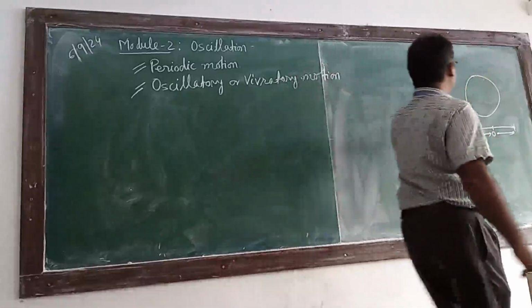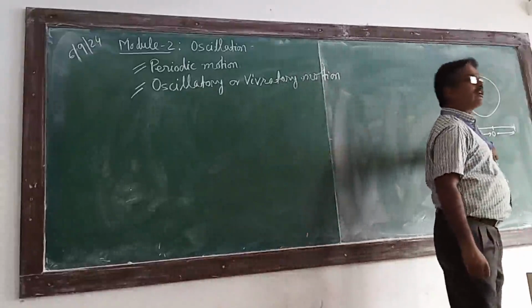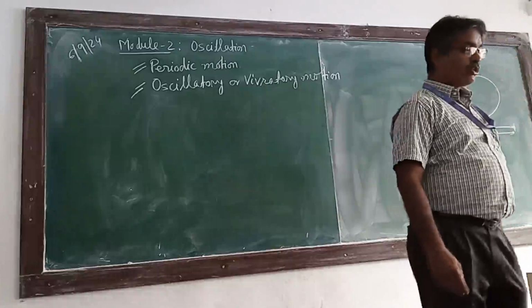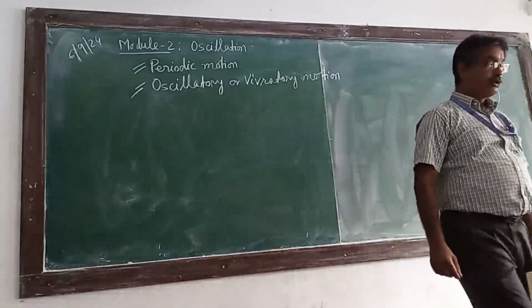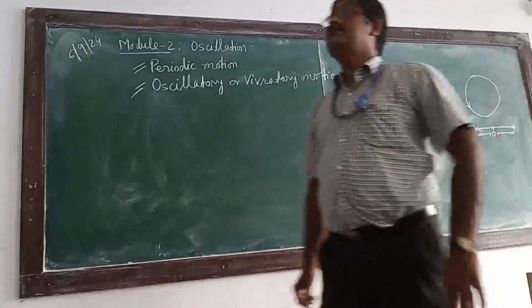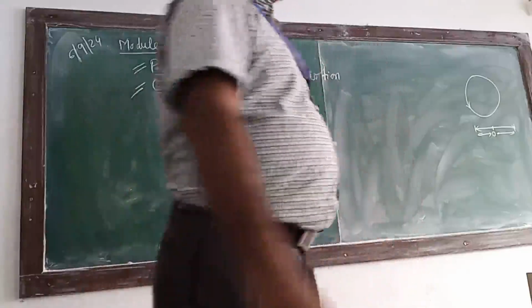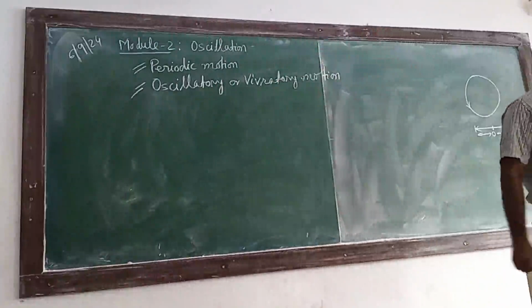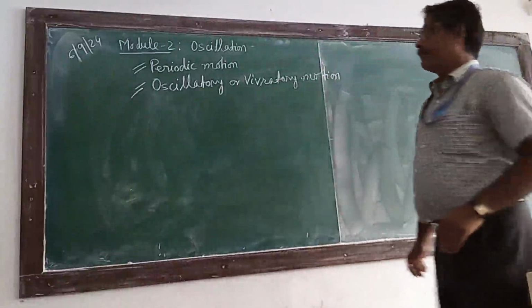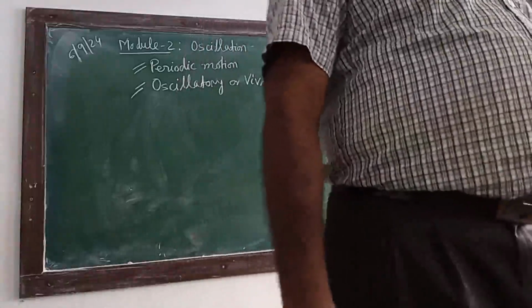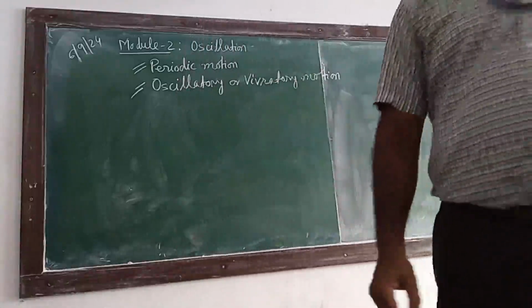So this is the circular motion. This is called the oscillatory motion. Okay. So if a particle in periodic motion moves back and forth over the same path, then the motion is called oscillatory or vibratory motion.